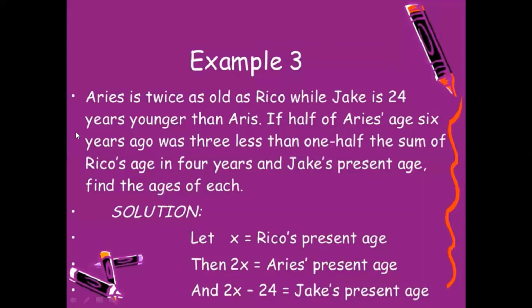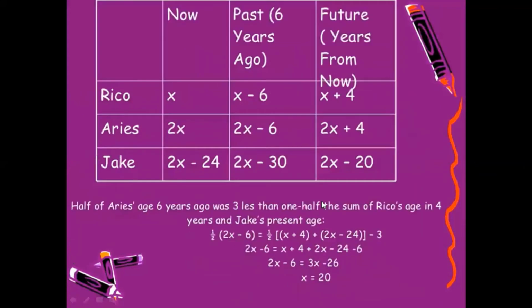So once again, we can say that Aries' age is twice the age of Rico. Then Jake is 24 years less than Aries' present age, which is twice that of Rico. So whatsoever, X is common everywhere, so we are relating each and every person's age with X, and we are making these mathematical equations. Now let's see what is next.